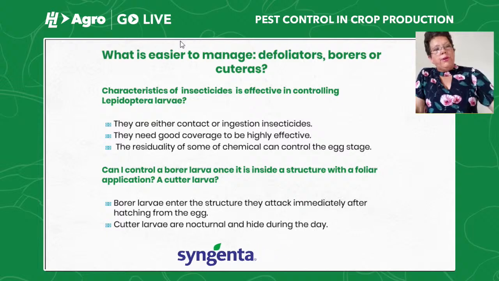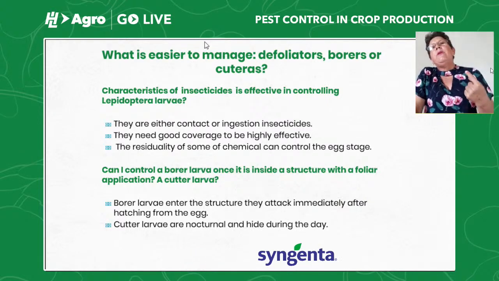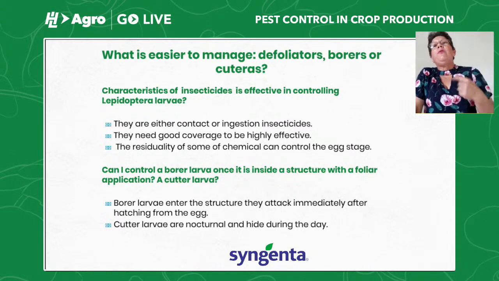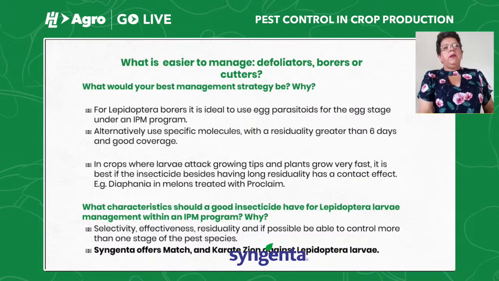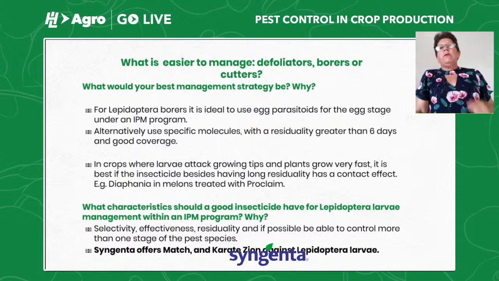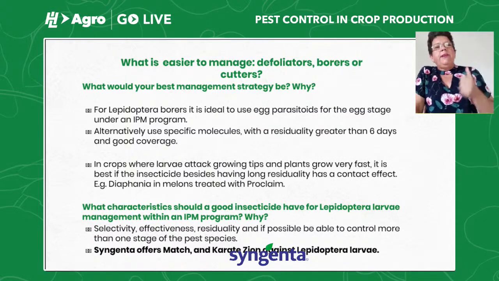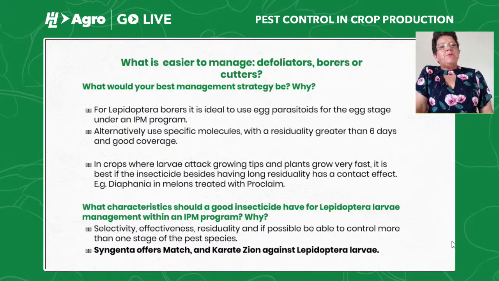Cutter larvae are nocturnal and they hide during the day. So if you're going to use a foliar application against a cutter larva, you need to do the application at night and make sure the larvae are active while you do the application to be more effective. Now, what's easier to manage from what I've told you? A defoliator, a borer, or a cutter? Think of it. What would your best management strategy be and why?